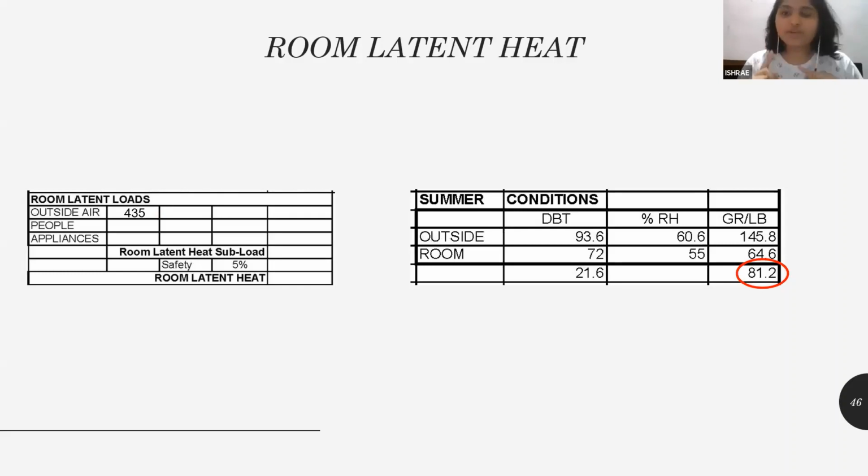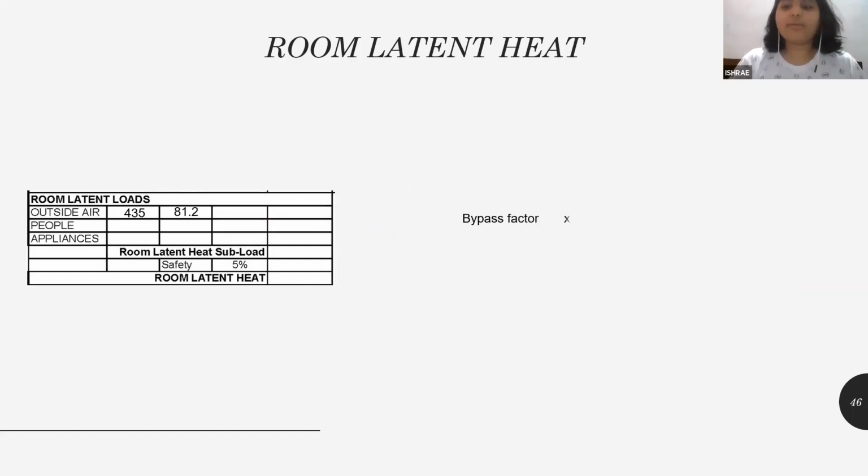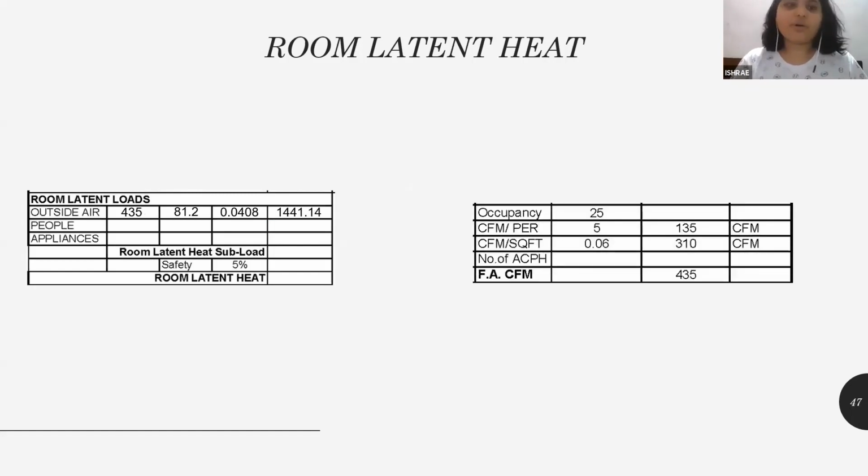Remember before, in the sensible heat load when we had done the same outside air calculation, we had multiplied it with delta T because that time it was talking about temperature difference. So I'll multiply 435 with 81.2 and the bypass factor. Bypass factor is Q because this is the amount of air that is going untreated, obviously. And we are multiplying it with 0.68 because the latent load factor was 0.68, just as the sensible load factor was 1.08. So when I multiply all three of these, I will get my total heat gain from outside air, the total latent load from outside air.